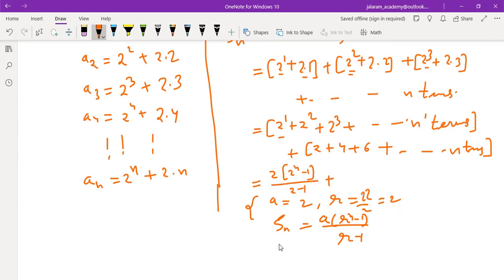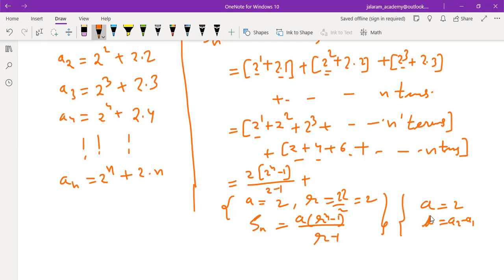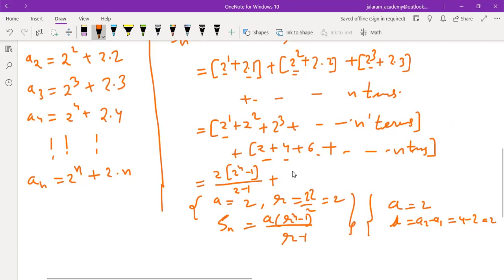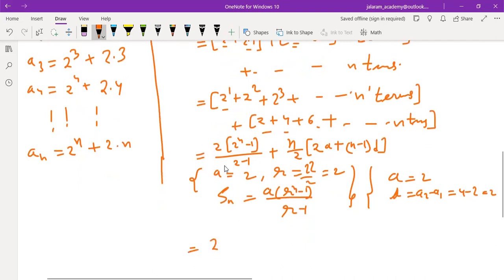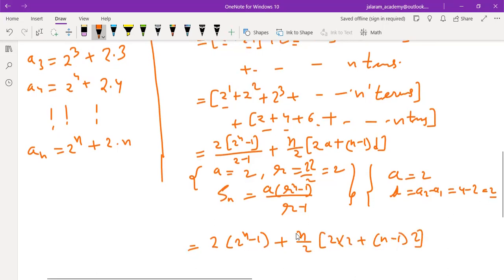And in the second, we know that it's an AP: 2, 4, 6, 8 and so on. So the first term is 2, and the common difference is obtained by the difference of A2 and A1, which is 4 minus 2 equals 2. The formula for n terms, we know, is n by 2 into 2a plus n minus 1 into d. So in the first, 2 into 2 to the power n minus 1, plus in the second, n by 2 into 2 into 2 plus n minus 1 into common difference, which is also 2.